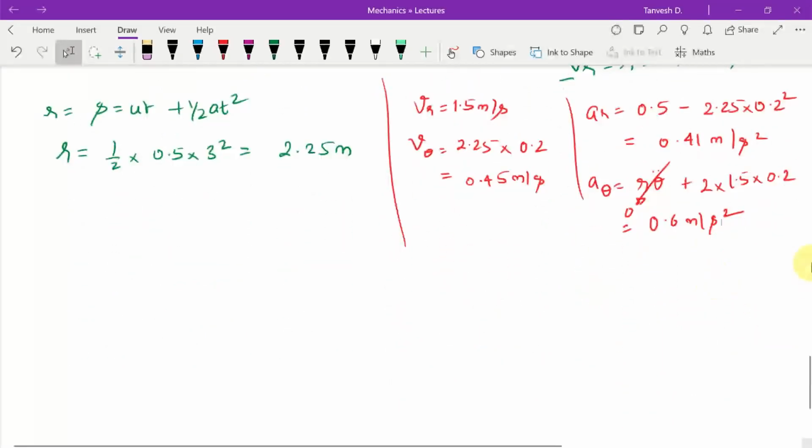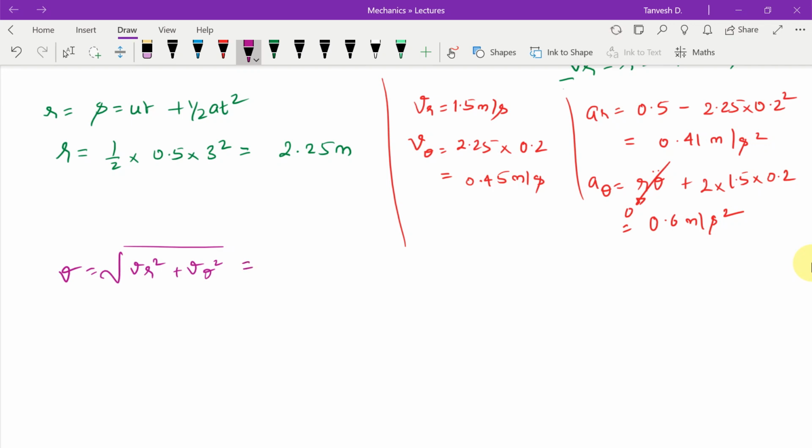The magnitude of total velocity and acceleration we can find. V is under root of Vr square plus V theta square, which is equal to 1.566 meters per second, and acceleration is under root of Ar square plus A theta square, which is equal to 0.7267 meters per second square.